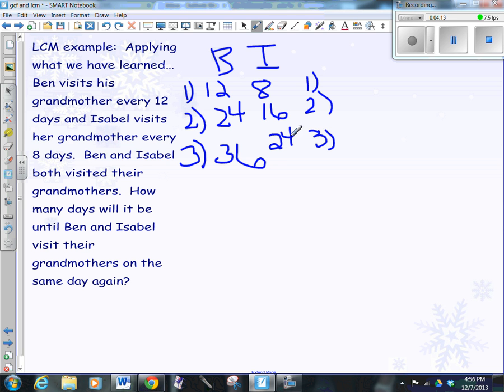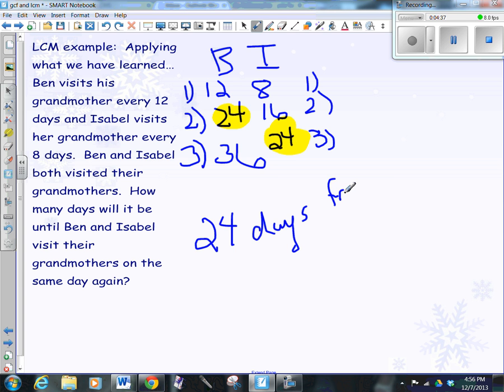So if I look at my two lists for when they're doing it both on the same day, I see that they're both going to see their grandmothers on day 24. So the answer to the question, when would they visit their grandmothers again on the same day, is 24 days from now.